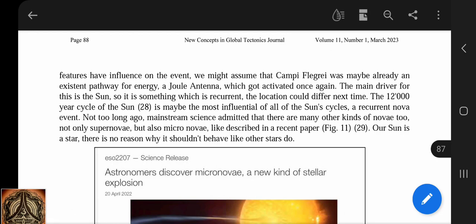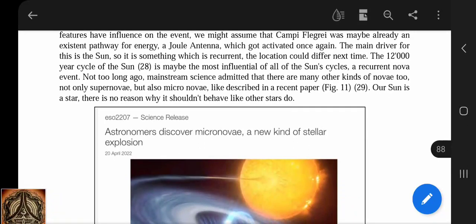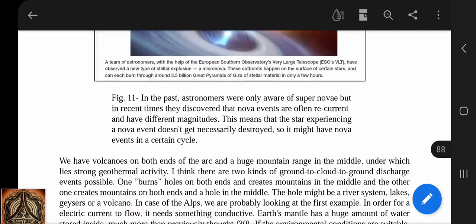The 12,000-year cycle of the Sun is maybe the most influential of all the Sun cycles. A recurrent nova event. Not too long ago, mainstream science admitted that there are many other kinds of nova too. Not only supernova, but also micronova, like described in a recent paper. Our Sun is a star. There is no reason why it shouldn't behave like other stars do.